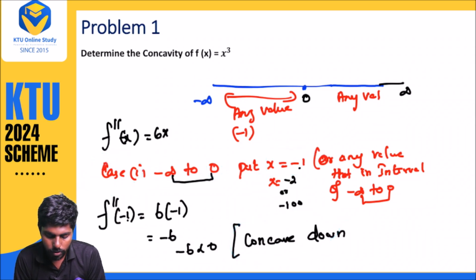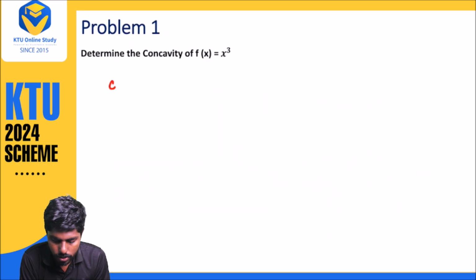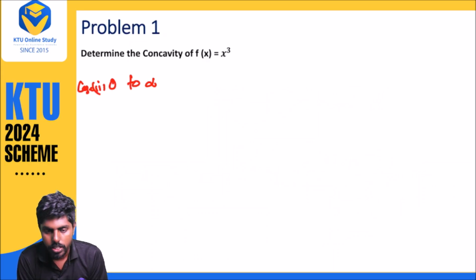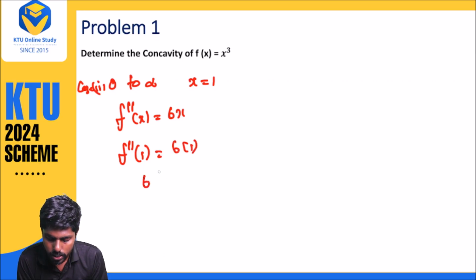What will happen in the second case? What is the second interval? The second interval is from 0 to infinity. Case number 2 is 0 to infinity. Any value, I am putting x is equal to 1. So what is f double dash of x? f double dash of x is equal to 6x. So f double dash of 1 is equal to 6 into 1. So 6 is greater than 0.